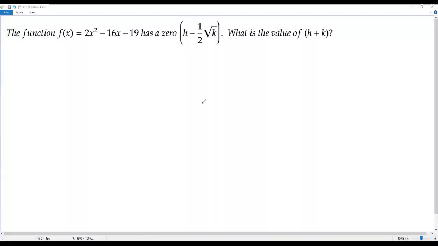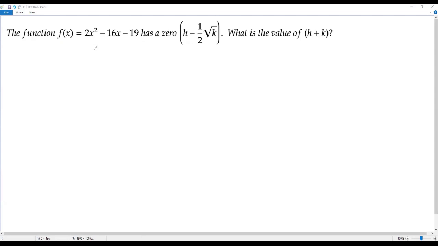Here we have a SAT math question. Okay, let's go with the information. The function f of x equals 2x squared minus 16x minus 19 has zeros h minus 1/2 times square root of k. What is the value of h plus k? So the given function is a quadratic function with zeros h minus 1/2 times square root of k.